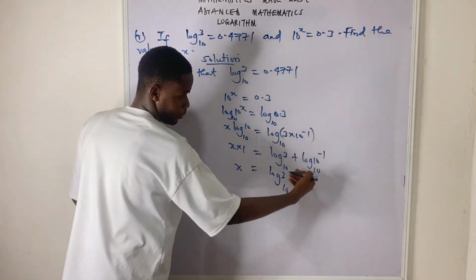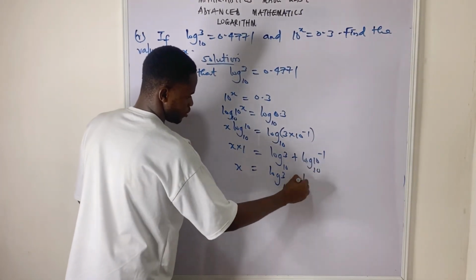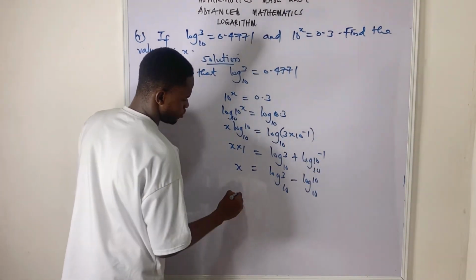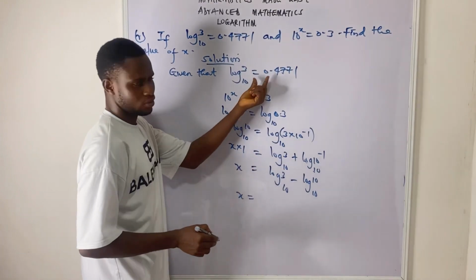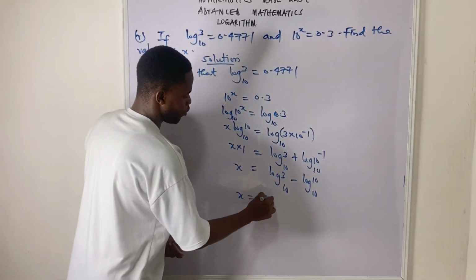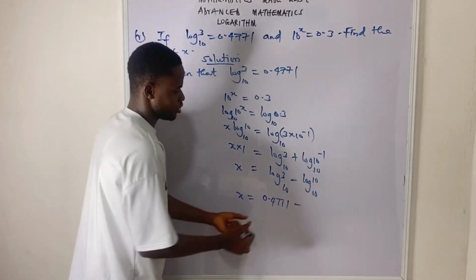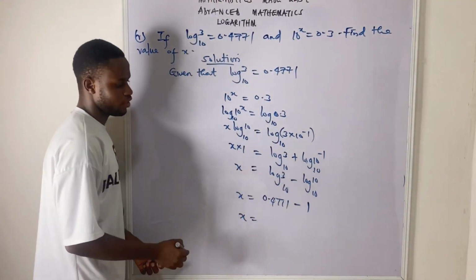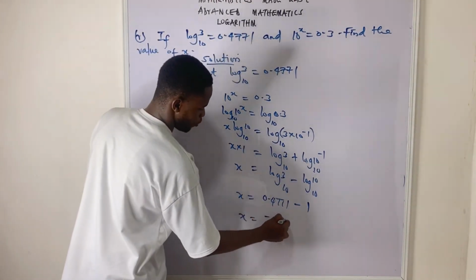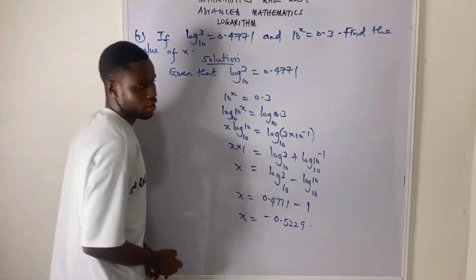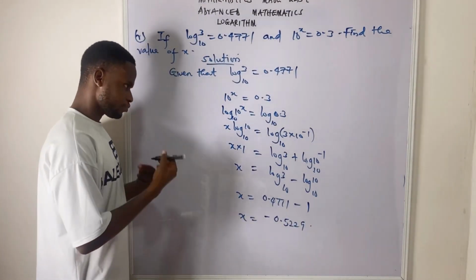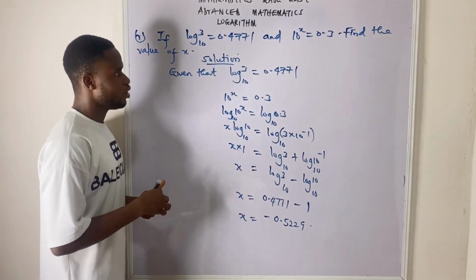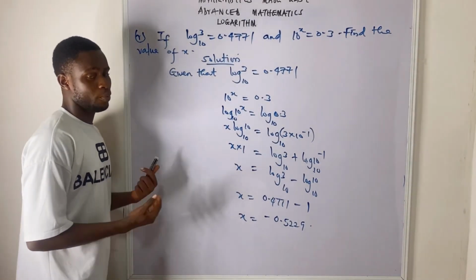Power you change to multiply the logarithm now. So we are having minus log 10 base 10. So let's substitute the given value. What's the given value? Log 3 base 10, which is 0.4771. Then minus, we all know that log 10 base 10 is 1. So what's 0.4771 minus 1? That will be minus 0.5229. Simple as that. So that's all about unknown logarithms from given values.